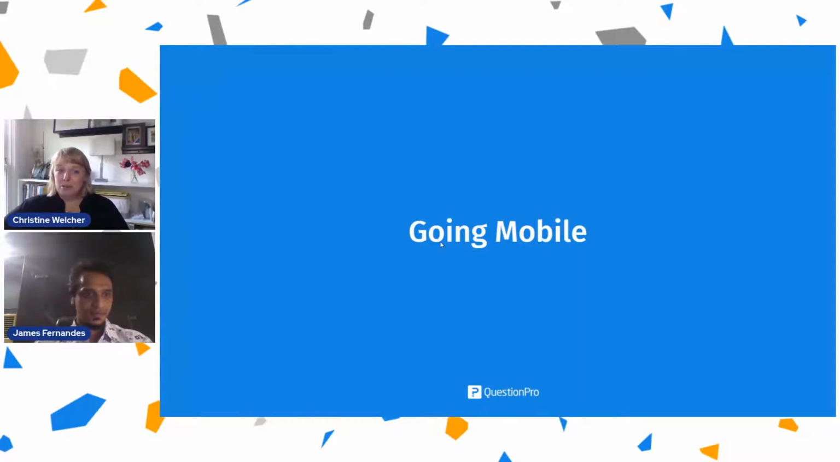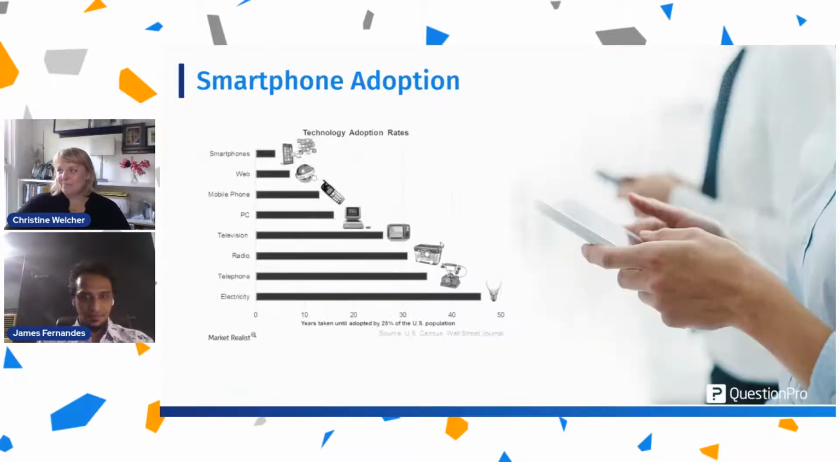So this is a big one, going mobile. If you are not thinking about how people are using smartphones when you're designing your surveys or you're designing anything, your communications, you're really missing out. So this little graph is technology adoption in the United States. So these are percentages down here and how many years it took 25% of the population to adopt it. And so it's like, I don't even know, 5 years for 25% of the population to adopt smartphones.